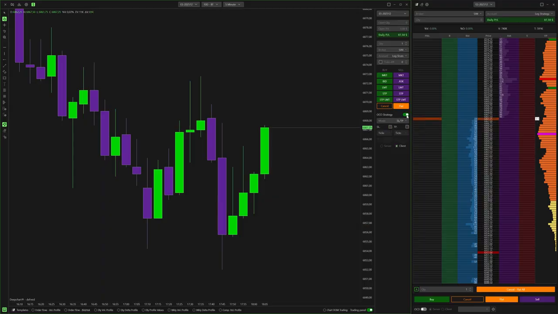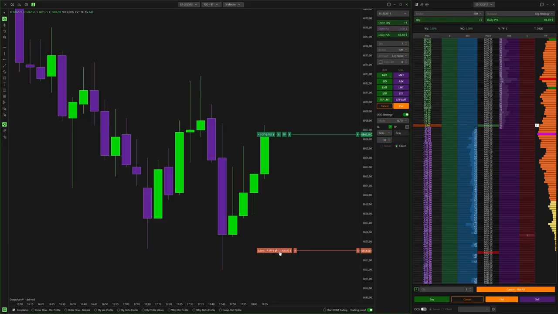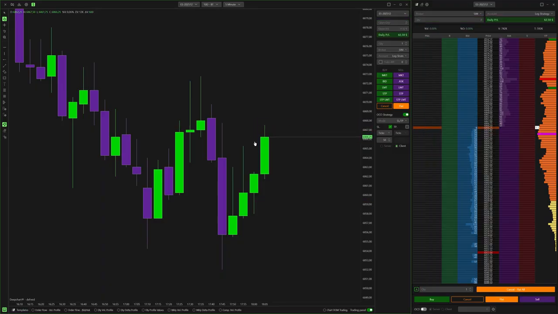So for example, if I place an OCO strategy with a stop loss, let's say, of 50 ticks, and I buy market, it's going to automatically, do you see this little symbol here? So if I, for example, place a take profit here, or I close my trade, the stop loss will be automatically canceled. OCO stands for one cancels other.